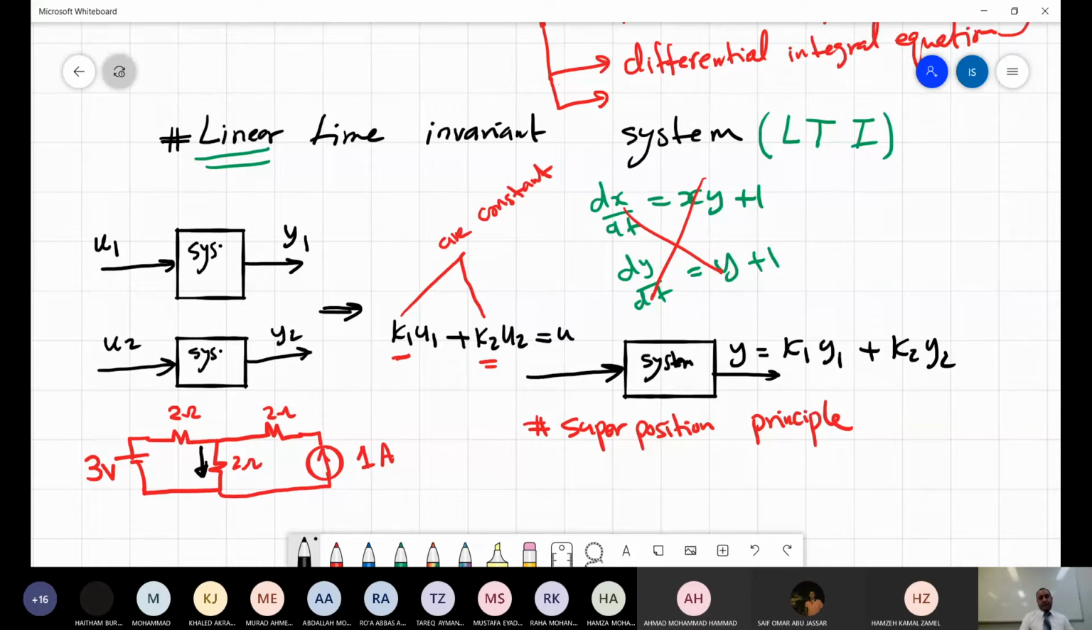You did the superposition, correct? So in the superposition, you state what? The first thing you are killing one of the sources, correct? I'm having here 2 excitations, by the way. U1 and U2 are external signals. And here the 3 volt supply and the 1 ampere current supply are also external signals, correct? Injected to the system. Let's assume this is my system.